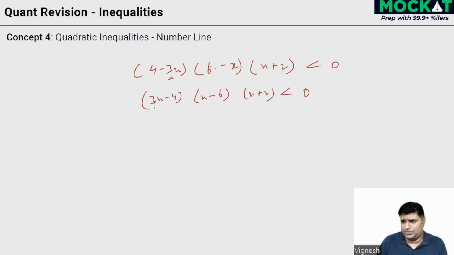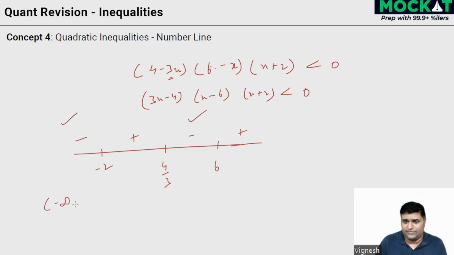The moment you write it this way, you're able to express it this way. Draw the number line. What are the roots over here? The minus 2 first, right? If x plus 2 is 0, then x is minus 2. Then here I get a 6. Here I get a 4 by 3. So 4 by 3 and 6. The rightmost is always positive, then negative, then positive and negative. I need the less than zeros. So these are the desired regions. That is minus infinity to minus 2, union of 4 by 3 to 6, right? So this is how we write it. This is the range which is acceptable for x, right?